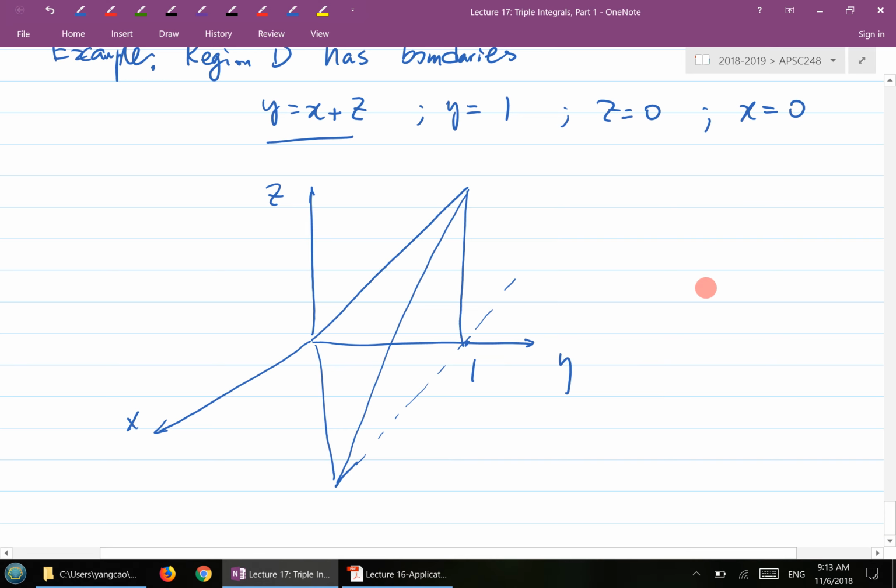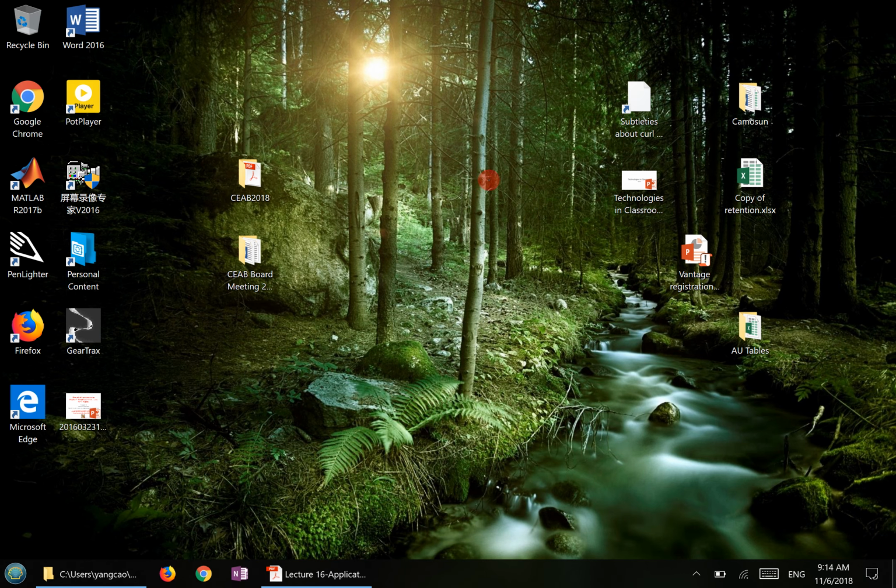All right. So basically, this plane will intersect the other 3 planes at here. You can actually easily find the intersection. This point is what?